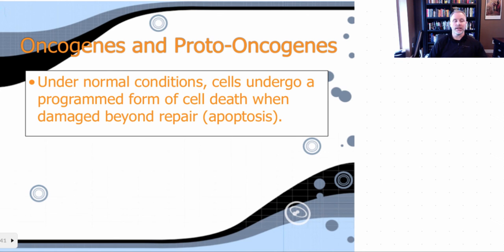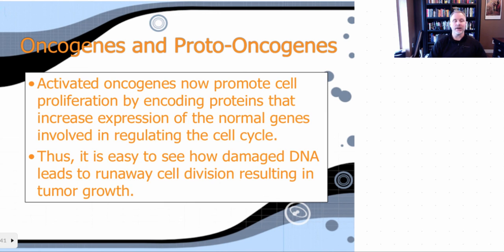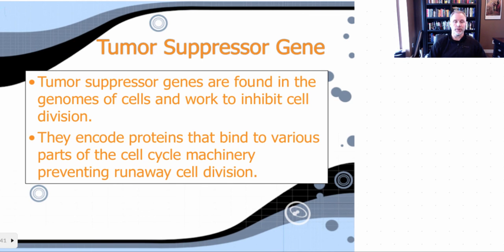And if it doesn't get repaired, as we said, those proto-oncogenes become oncogenes. Under normal conditions, these cells should go through programmed cell death when they're damaged beyond repair. But if this proto-oncogene has become an oncogene and has become activated, now you're just promoting this cell proliferation. You've got this increased expression of the genes, and it's very easy to see how this damaged DNA leads to runaway cell growth and the formation of a tumor, okay?